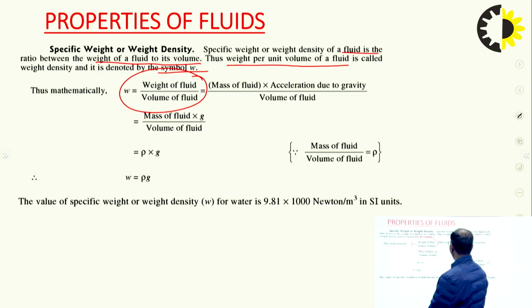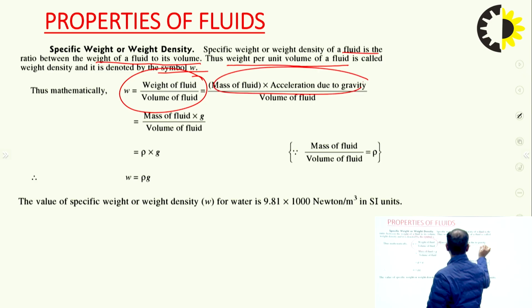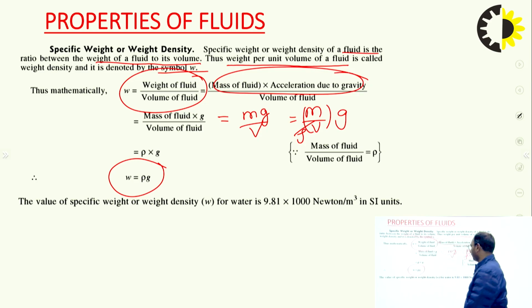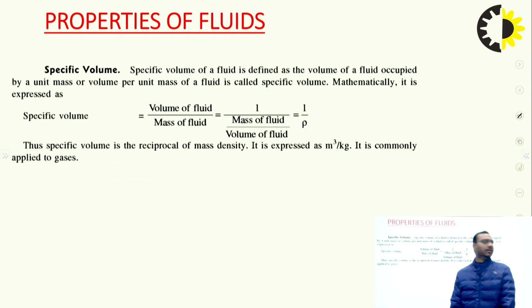Mathematically, specific weight is the ratio of the weight of the fluid to its volume, and we know that weight is the product of the mass of the fluid and acceleration due to gravity. So, mathematically we can write specific weight is equal to mg upon v, but m by v is rho. So, we can write specific weight is equal to rho g. For water, specific weight or weight density is equal to 9.81 into 1000 Newton per meter cube.